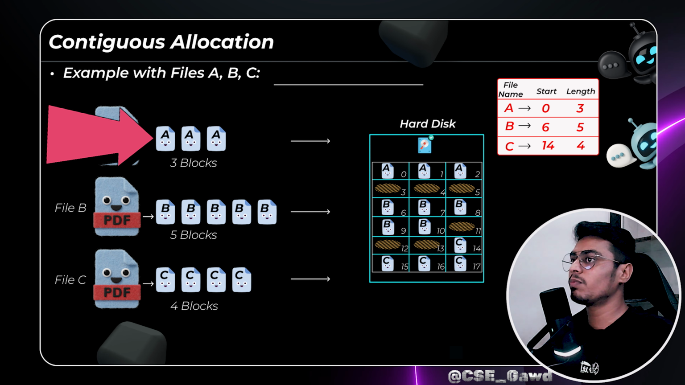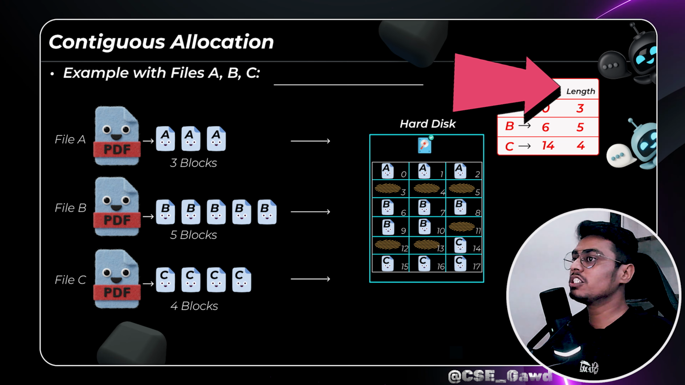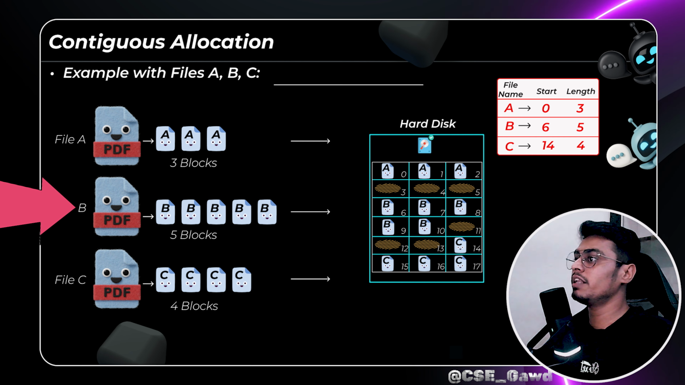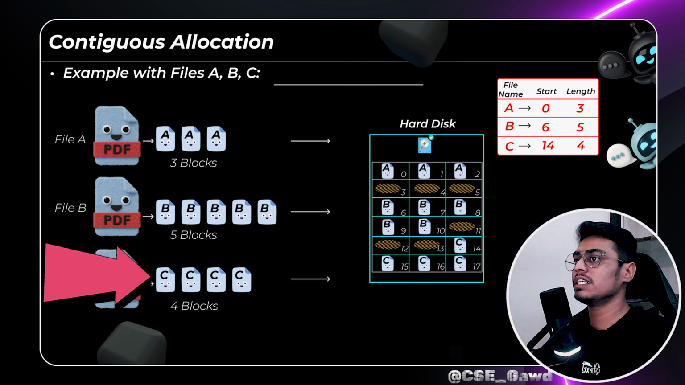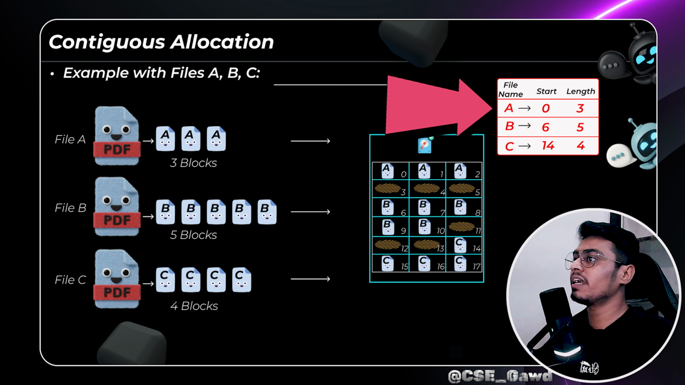So obviously it becomes block 1, block 2 and block 3. This is the actual meaning of length: how many blocks it acquires in memory storage. Similarly, file B we have divided into 5 parts, file C into 4 parts. So this directory contains all the information.